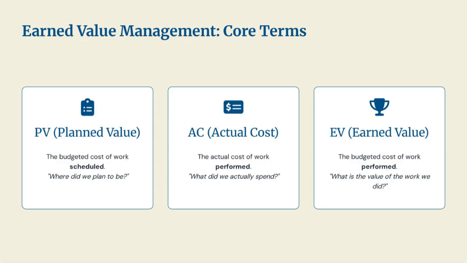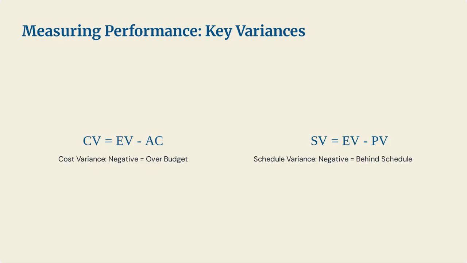Third, and this is the most important concept, EV, earned value. This is the budgeted cost of work performed. This is the value of the work that has been completed, measured in the original budgeted dollars. The key is to compare these three. For example, if EV is higher than AC, more value is being obtained for the money spent. If EV is higher than PV, work is being completed faster than planned. By comparing those three terms, the two primary variances are derived.